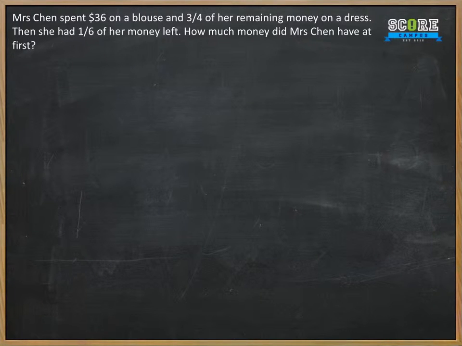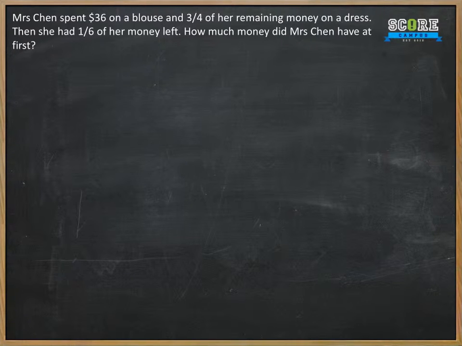This is another question from Singapore. It involves fractions and it's got some ratios associated with it as well. So let's read this one. Mrs. Chen spent $36 on a blouse, and three-quarters of her remaining money on a dress. Then she had 1/6 of her money left. How much did Mrs. Chen have at first?